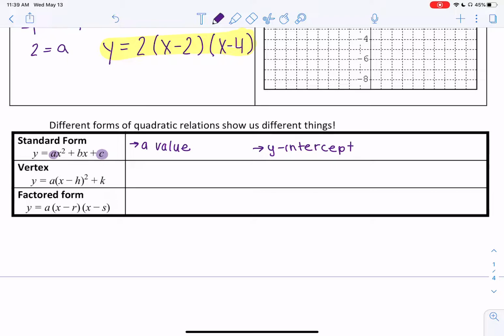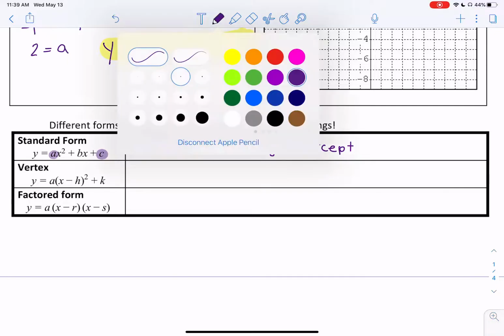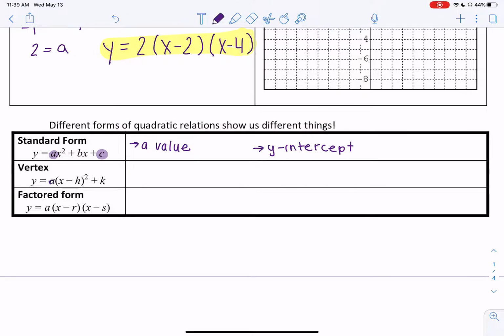So if I want to see my y-intercept really quick, standard form is very beneficial. Next, we have our vertex form. Vertex form is really useful because I can also see my a value here. And again, my a value will tell me if it is a happy parabola, if it's a sad parabola, if it's been stretched or compressed. So again, I can see my a value, which is awesome.